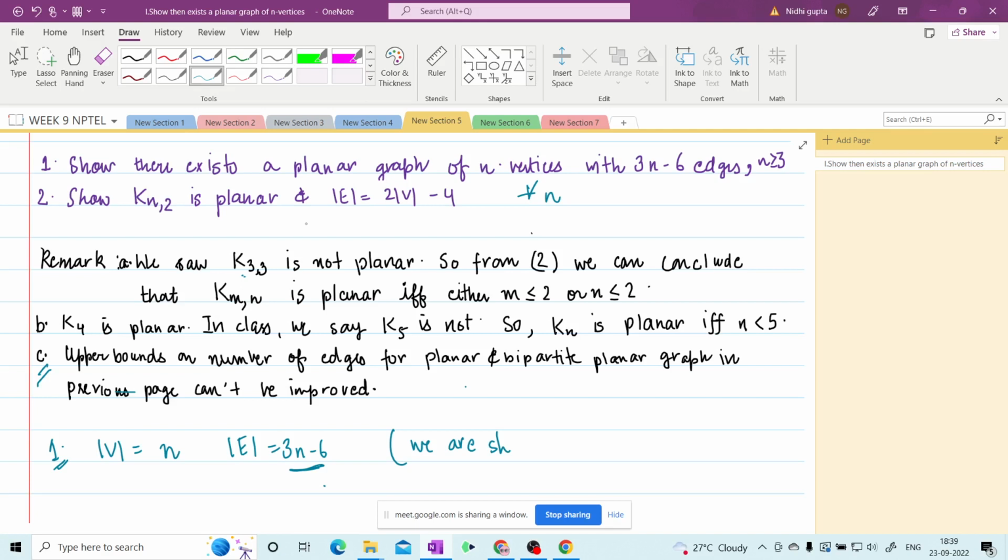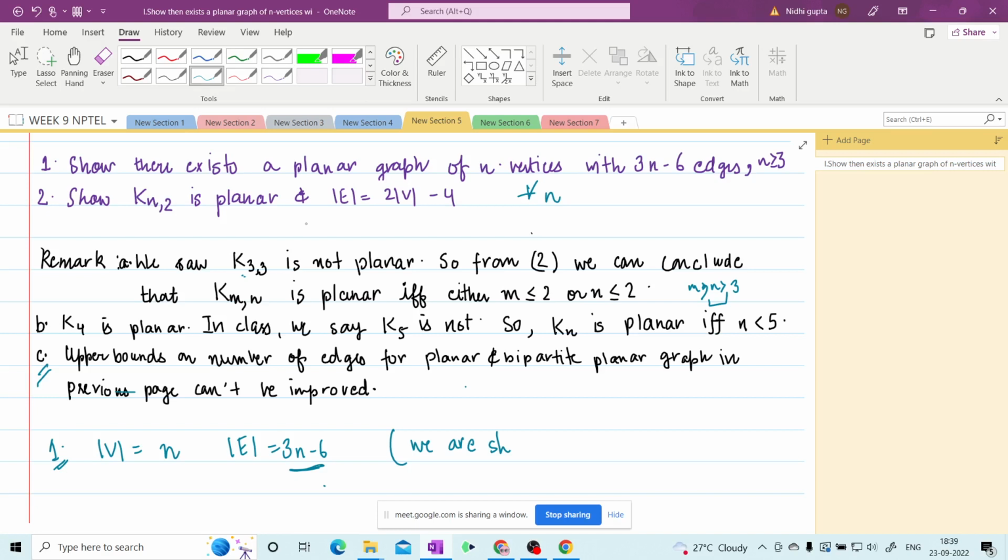The converse basically shows that if Kmn is planar, then one of these has to be less than or equal to 2. Why is this? Because if both m and n are greater than or equal to 3, then K33 is a subgraph of that graph, and we have already shown that K33 is not planar. Therefore Kmn cannot be planar. So basically we have categorized all complete bipartite graphs which can be planar.